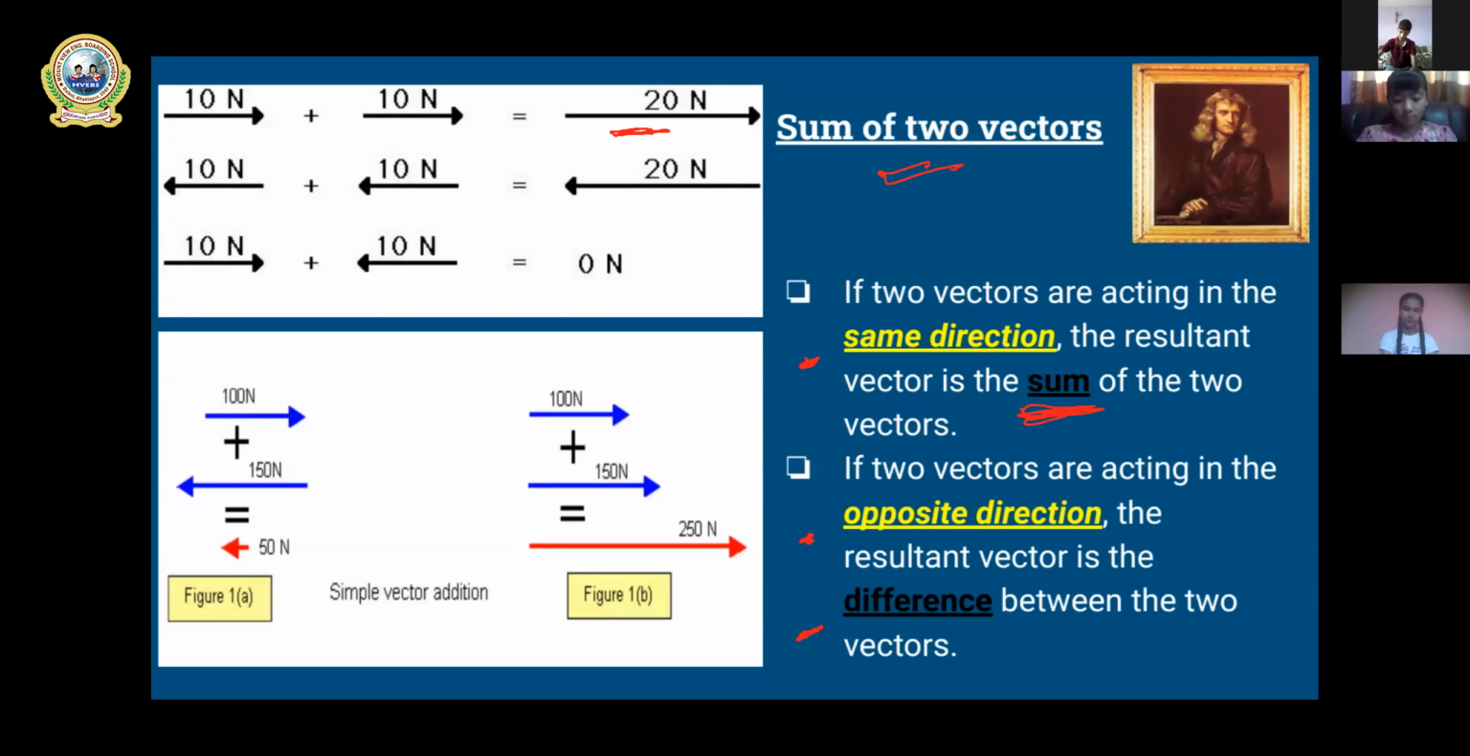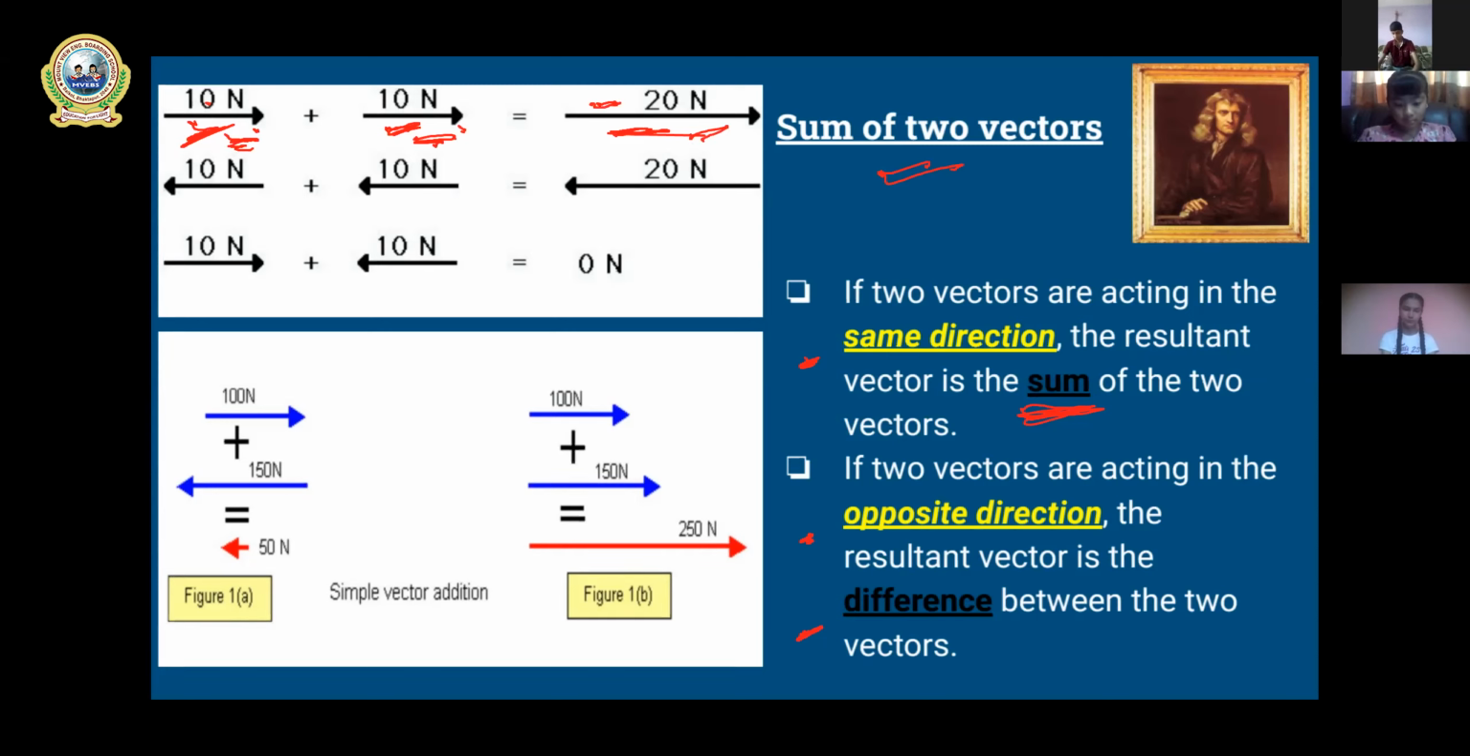For example, here is one vector. This is a 10 Newton force, and another also 10 Newton force. So two different forces, though equal in magnitude, 10 Newton, 10 Newton, but they are different forces, and they are being applied on objects in the same direction. This is, let's say, towards east, and this also towards east. This arrow shows the direction. Now 10 Newton and 10 Newton, how much force do we get? The net force is 20 Newton.